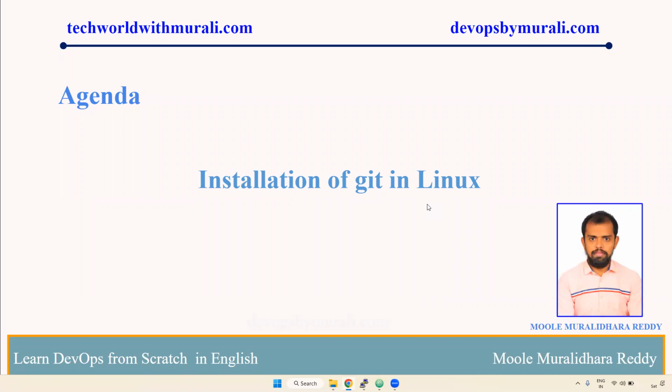In this video, we are going to discuss how to install Git in Linux. Linux here is nothing but Amazon Linux, CentOS, Red Hat, Fedora. Okay. If you want to install on Ubuntu, that is a different process. I will show you in later classes. Currently, we are going to install on Amazon Linux.